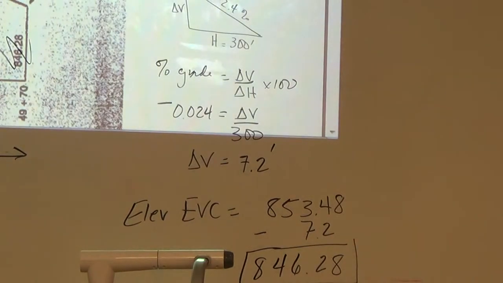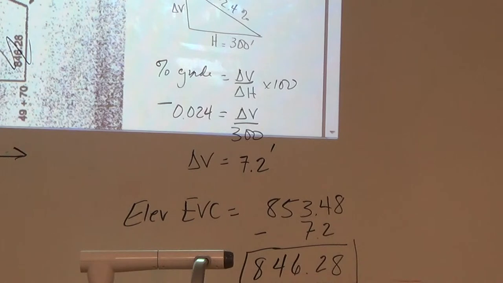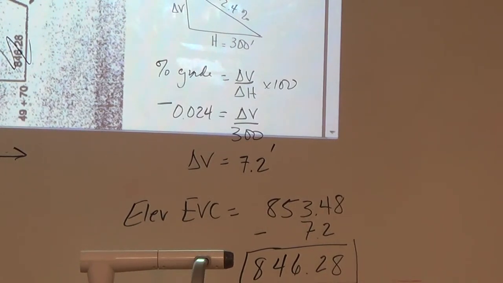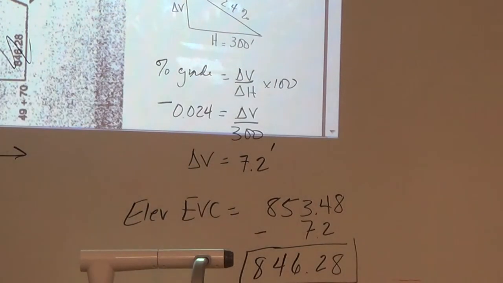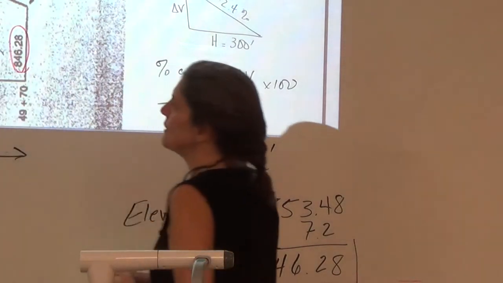Is everybody following me? So what we just did is what we did from day 2 of class. We calculated the slope. We were given the elevation of the higher point, we needed the elevation of the lower point, we knew the horizontal distance between them, and we knew the slope. So now we just calculated these two numbers.